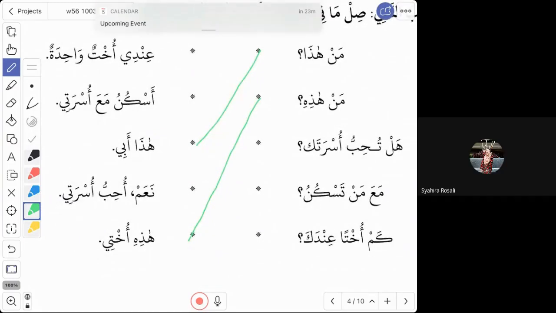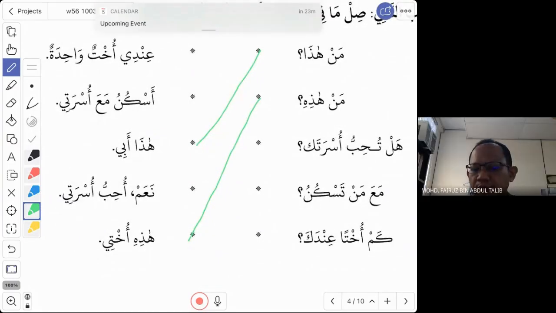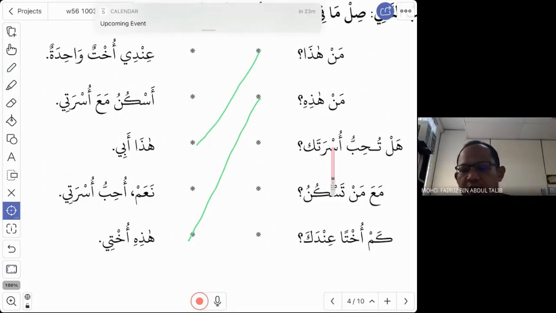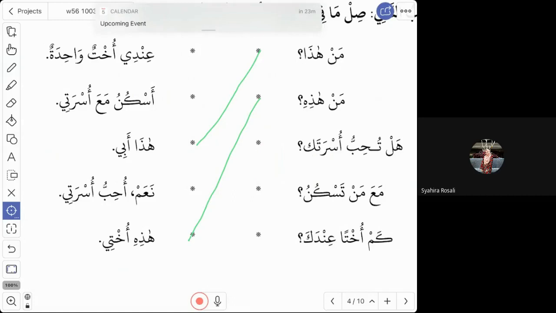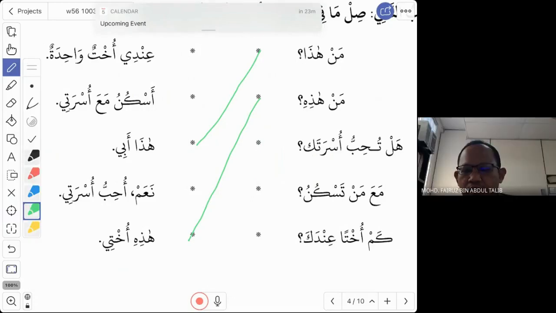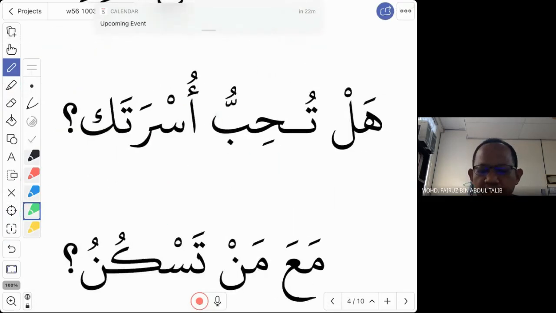Hal tuhibbu usrataki? Okay, which one is that, Syahira? Naam uhibbu usrati. Naam, syukran Syahira. That is correct. Okay, what is the meaning of hal tuhibbu? Hal tuhibbu usrataka. So the ending letter ka can be either ka or ki, depending on the person you are asking, whether he is a male or she is a female. Hal tuhibbu usrataka or usrataki.